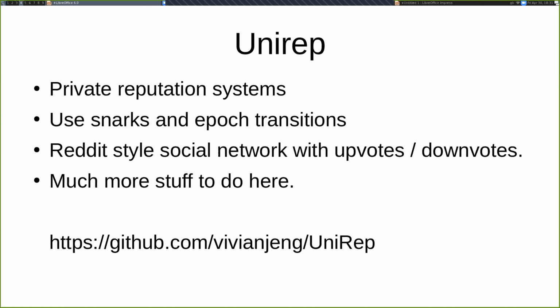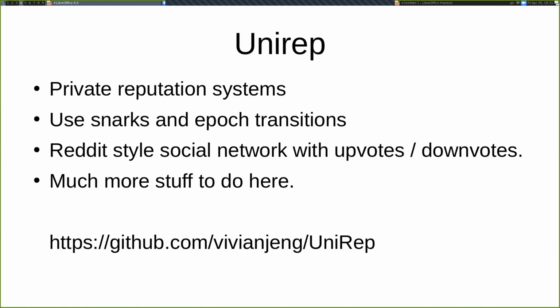And at the end of every epoch, I make a zero knowledge proof that gathers together all of these attestations, all of my upvotes and downvotes. I add them together and I add them to my profile. But this is a private profile, it's not public.